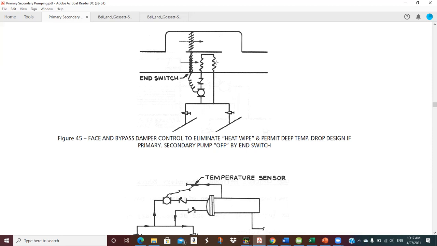Now, you have to worry about freeze protection. So it could be you're going to have some sort of a preheat coil back up here to make sure that I can't freeze this coil with a little bit of cold air leaking across it. So there's always something else to think about. But this is what we mean by face and bypass dampers.